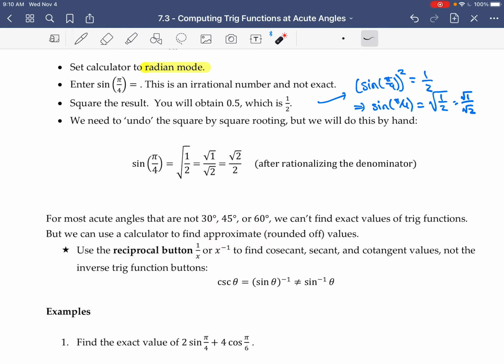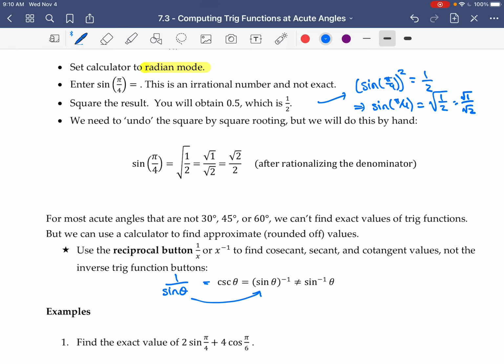Now one thing you want to be careful of, you might have noticed that your calculator does not have a button for cosecant, or secant or cotan. If you want to compute those values, you want to remember that they are 1 over their appropriate trig value. So for cosecant, it's 1 over sine theta. So you could write that as sine theta to the -1.